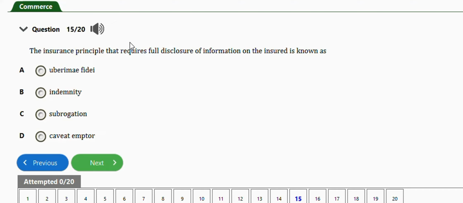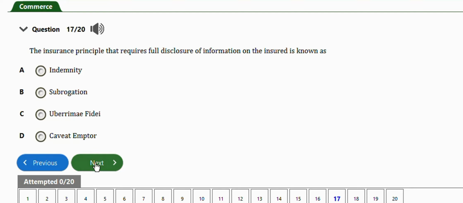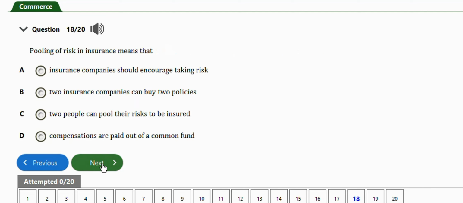Okay, the next question is this one. It says, the insurance principle that requires full disclosure of information by the insured is known as. So guys, if you take note, this question has been repeated several times, so this shows that it's very important. The right answer here is option A, which is Uberrima Fides. Alright, once you have seen disclosure in the sentence, know that it's Uberrima Fides. Okay, next question is this one. It says, insurance is a pool of risk which is based on probability. Option D. Okay, next question is this one. It says, the insurance principle that requires full disclosure. See, the same question again. So the right answer is option C, Uberrima Fides.